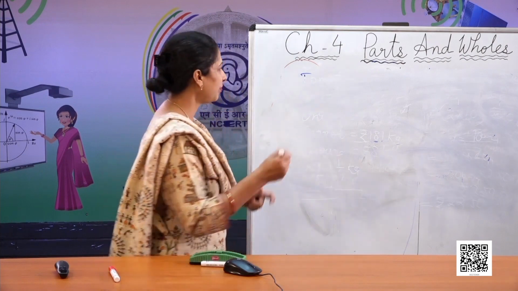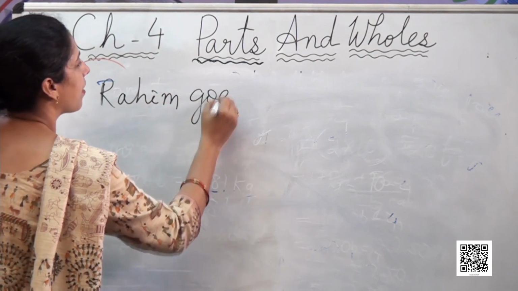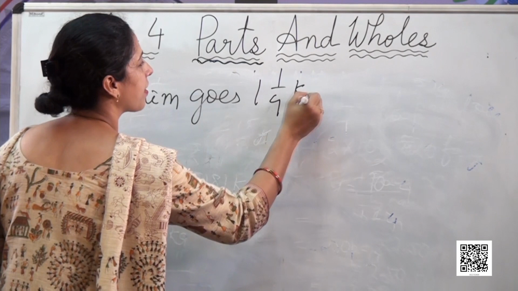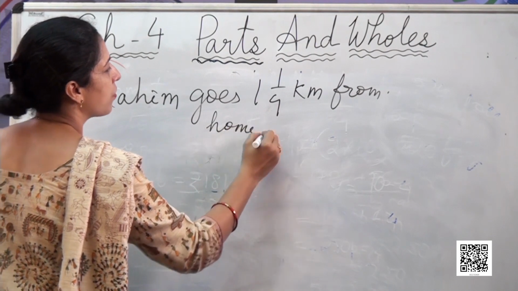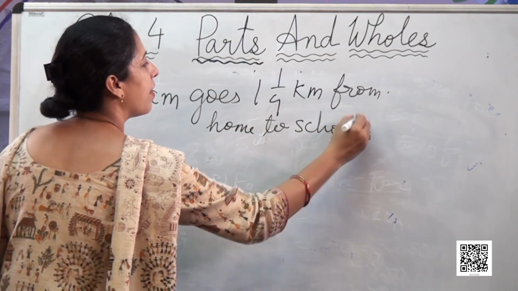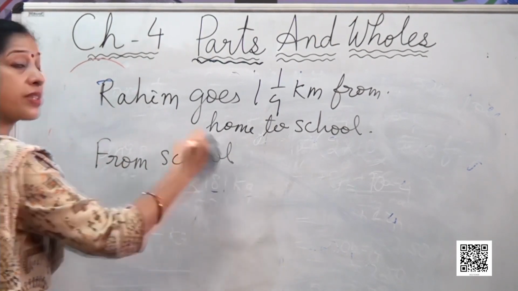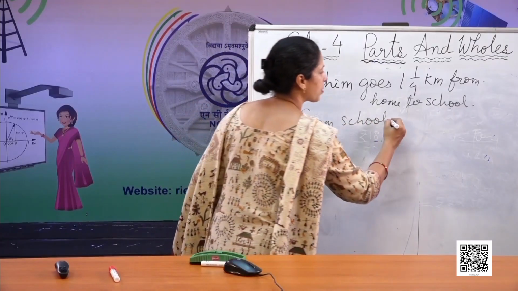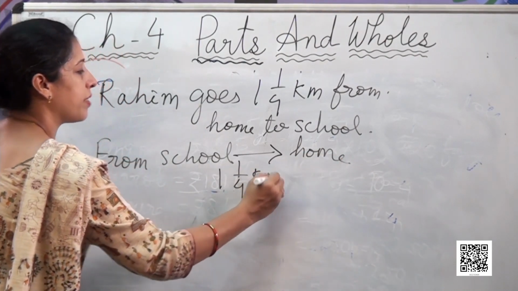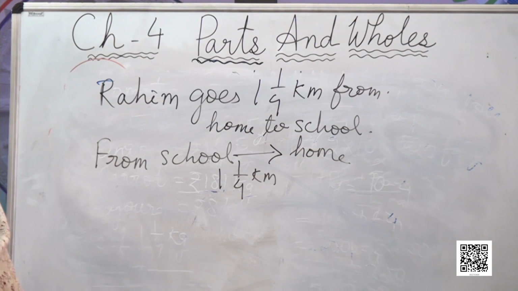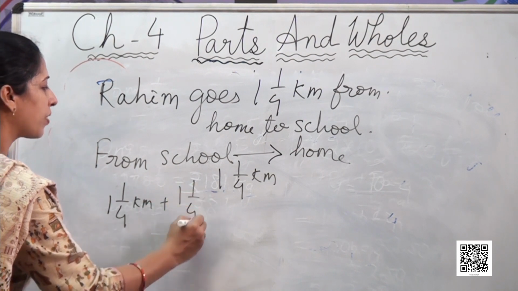So let's see. Rahim goes 1/4th kilometer from home to school. From home to school. So again he will come back from school to home. How much distance will he travel? The same distance which he is taking from home to school. So from school to home he will again travel 1/4 kilometer. So what will be the total distance travelled by him? 1/4 kilometer plus 1/4 kilometer.